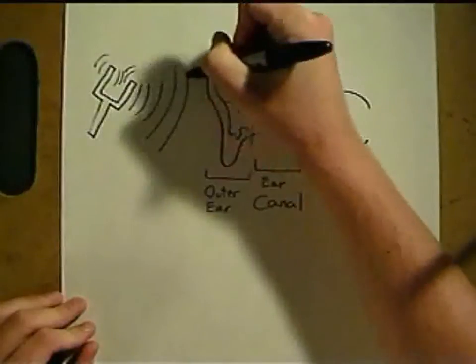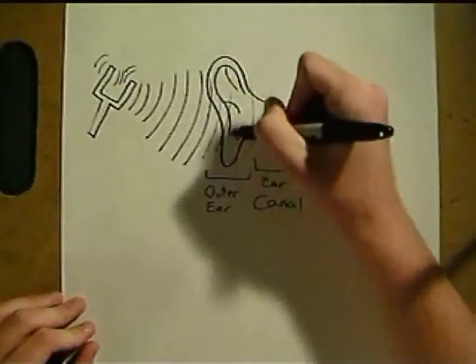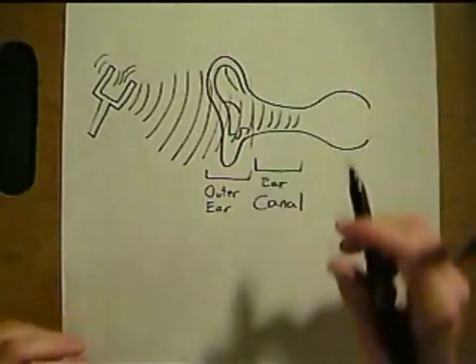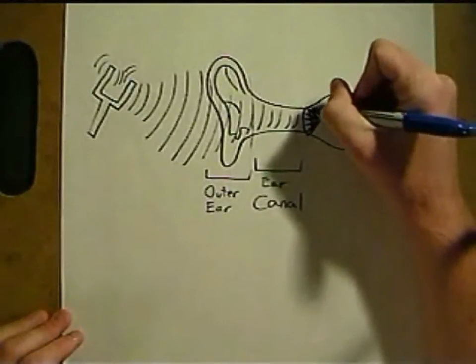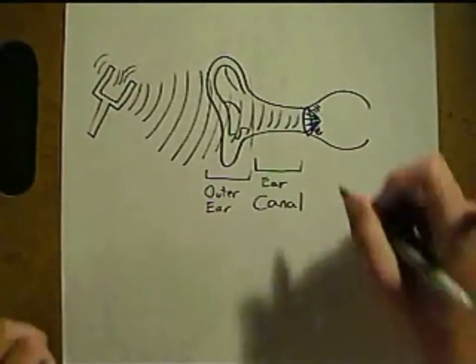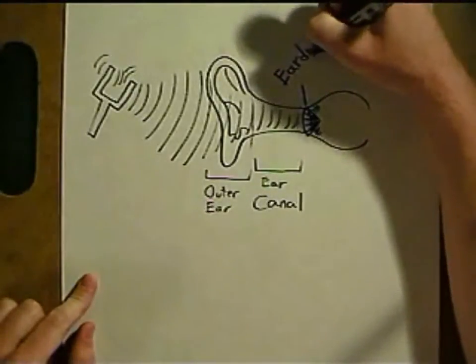Each wave radiates away from its source in all directions until it reaches our ears. The outer ear funnels the waves into the ear canal, leading them toward the cone-shaped eardrum. The waves push and pull the eardrum, causing it to vibrate at the same frequency as the air.